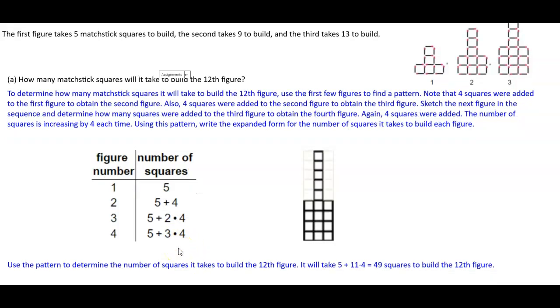Therefore, use the pattern to determine the number of squares it takes to build the 12th figure. Well, it would take 5. If you look here, 3 minus 1 is 2. 4 minus 1 is 3. So if we want to find the 12th figure, it's going to be 5 plus, well, 12 minus 1 is 11, times 4, which is equal to 49 squares to build the 12th figure.